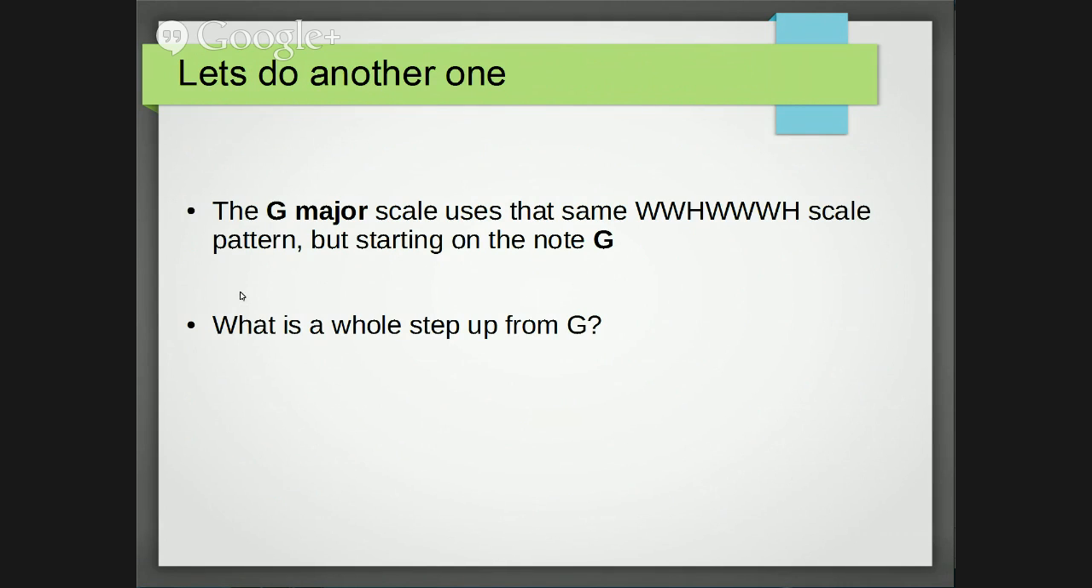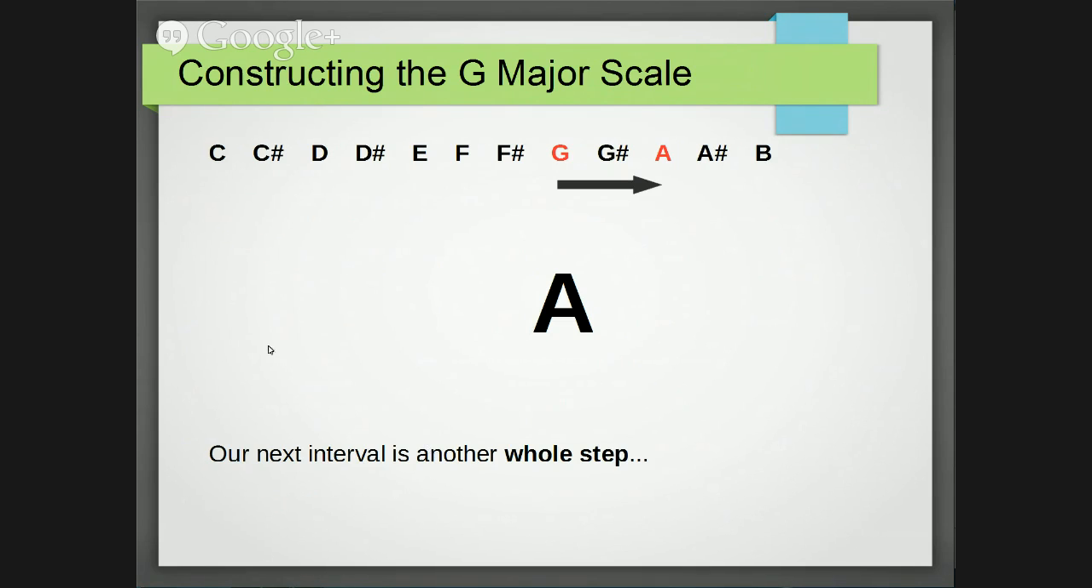Now that you've got that down, we're going to do it again with one that's just a little bit harder. The G major scale uses the exact same whole, whole, half pattern, but it starts on the note G. Take a second, think real hard. What's a whole step up from G? Did you guess A? If you did, you are correct. G to A is a whole step. We skip over that G sharp.